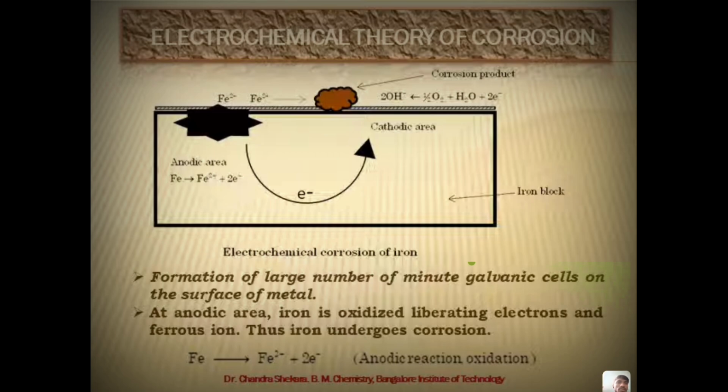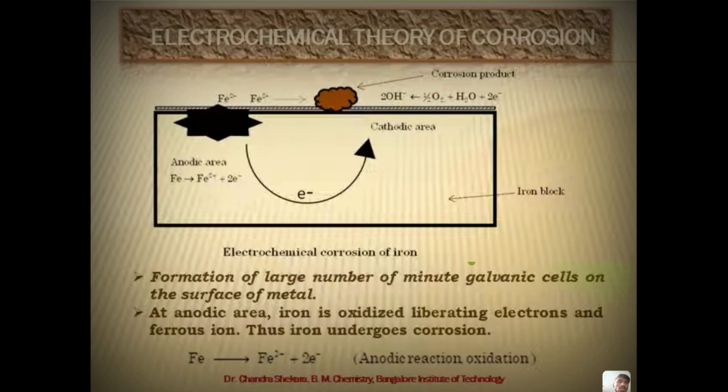According to the electrochemical theory of corrosion, corrosion occurs because of the redox reaction, the electrochemical reaction occurring on the surface of the metal. The redox reaction that occurs on the surface of the metal is very similar to the redox reaction that occurs in a galvanic cell. In a galvanic cell, during spontaneous reaction, oxidation occurs at the anode where electrons are liberated, and those electrons flow from anode to cathode through the external circuit, and reduction occurs at the cathode.